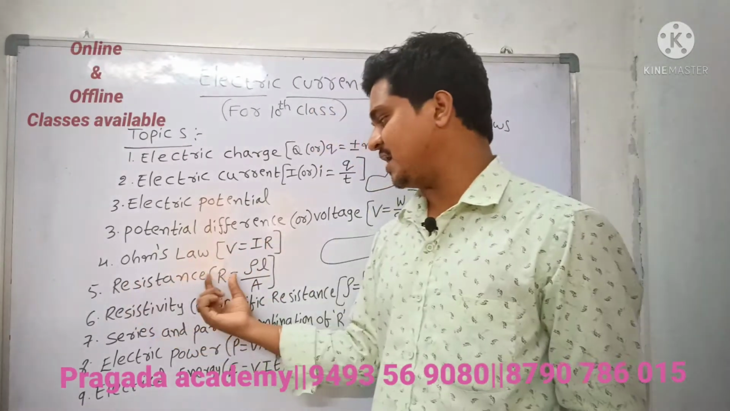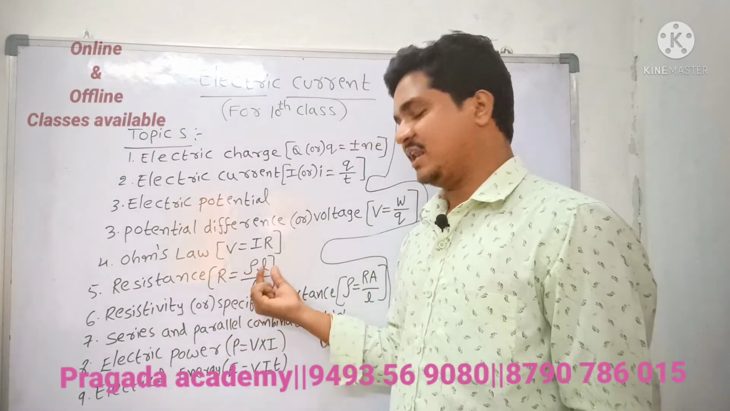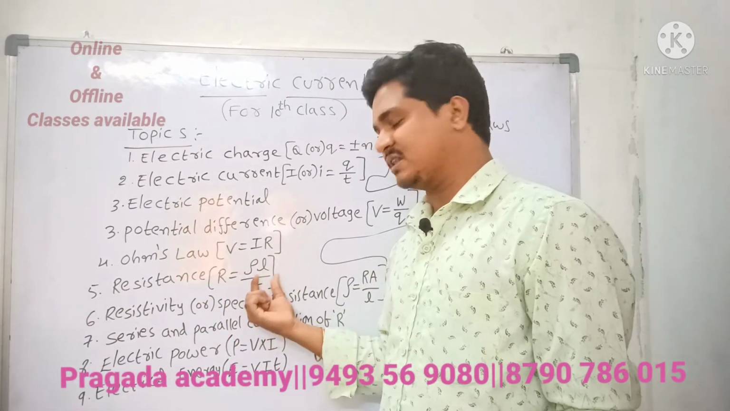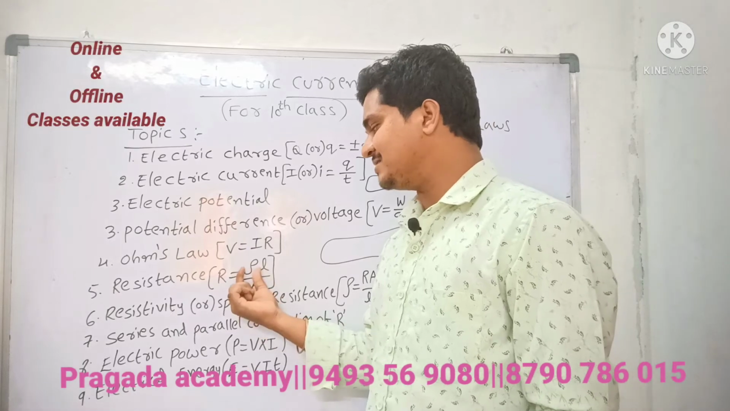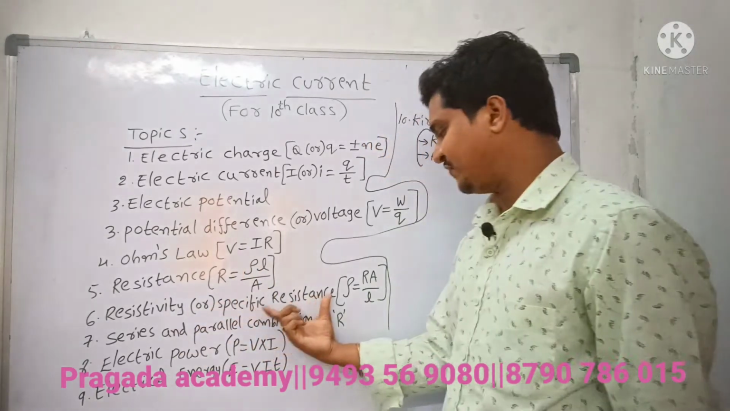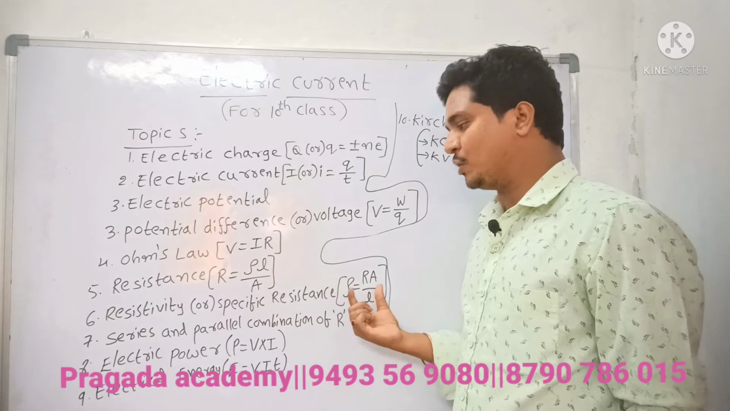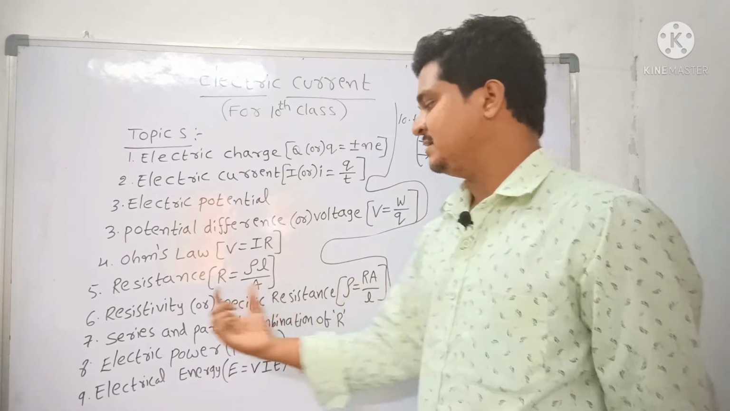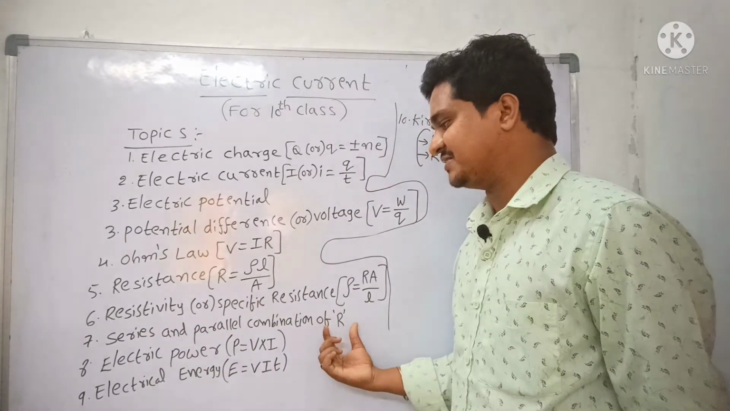Next, resistance R equals rho L by A. L means length of the conductor, A means area of cross section of the conductor, rho means resistivity or specific resistance. From this we will get the formula rho equals RA by L. Then series and parallel combination of resistors.